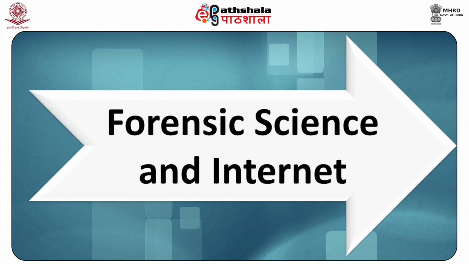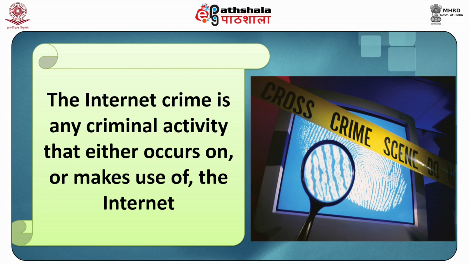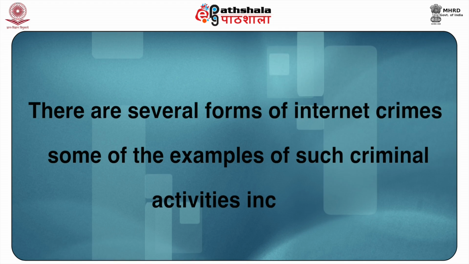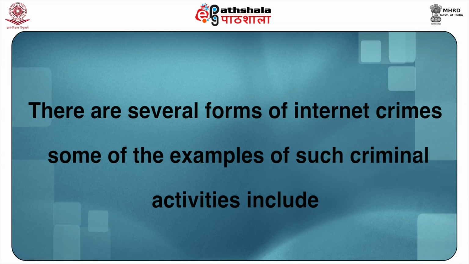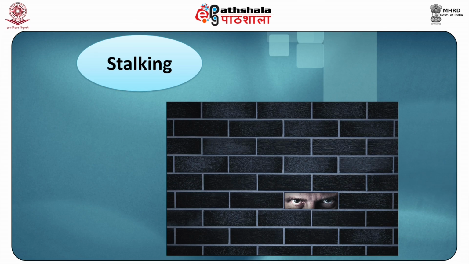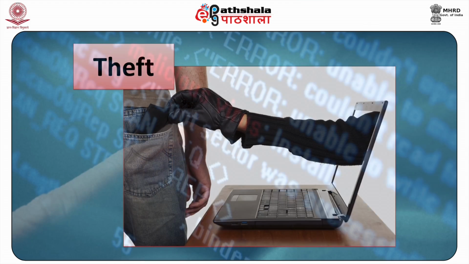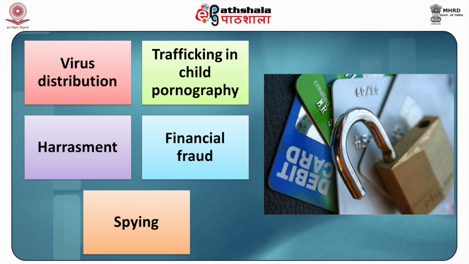Forensic science and the Internet: as defined by Dunn, Long, and Casey, Internet crime is any criminal activity that either occurs on or makes use of the Internet. There is a large variety of Internet crimes such as cyberstalking, spamming, spoofing, etc. Some examples of such criminal activities include stalking, theft of copyrighted information, hacking, virus distribution, trafficking in child pornography, harassment, financial fraud, and spying.